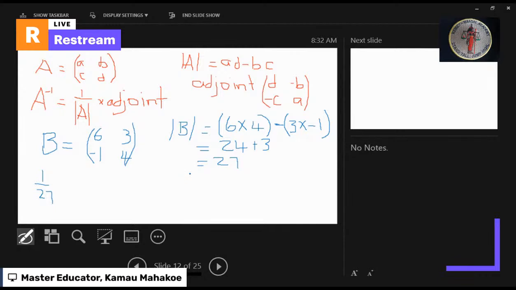Now to find the adjoint, we're going to switch places. So the 6 and the 4 switch places. And we're going to change the sign of the 3 and negative 1. So it's going to become negative 3. And the negative 1 is going to become positive 1. So we're multiplying now that by 1 over the determinant. So each term here, we're going to multiply by 1 over 27.